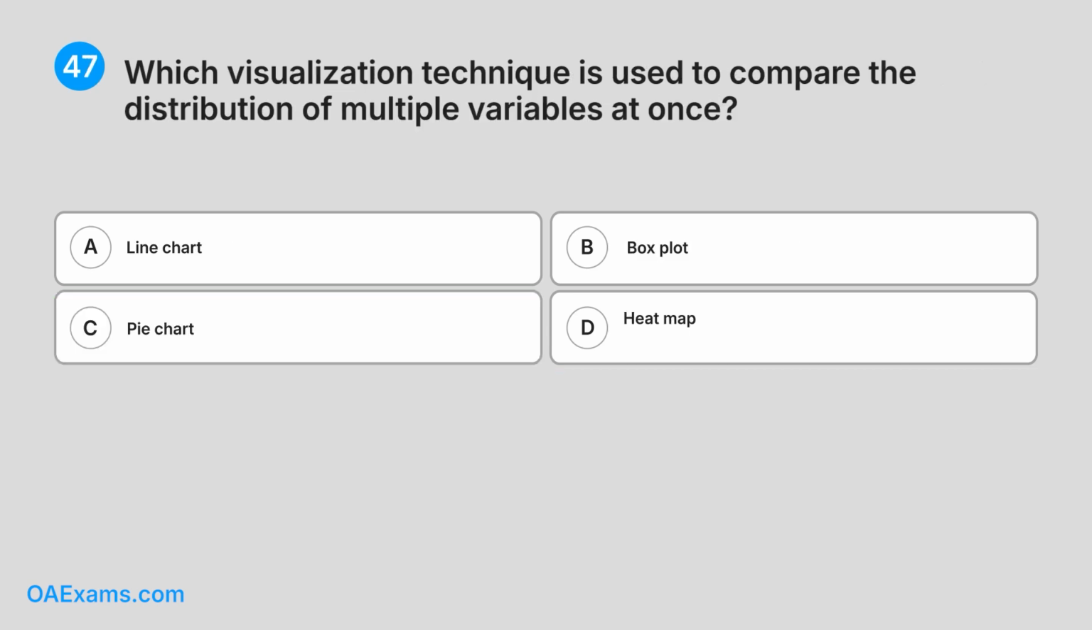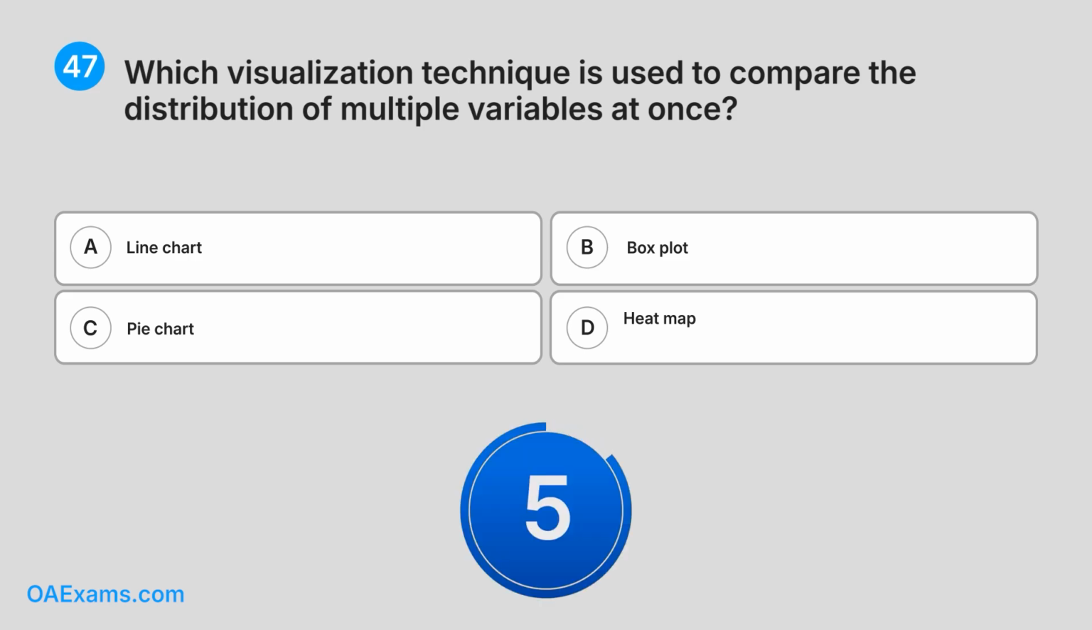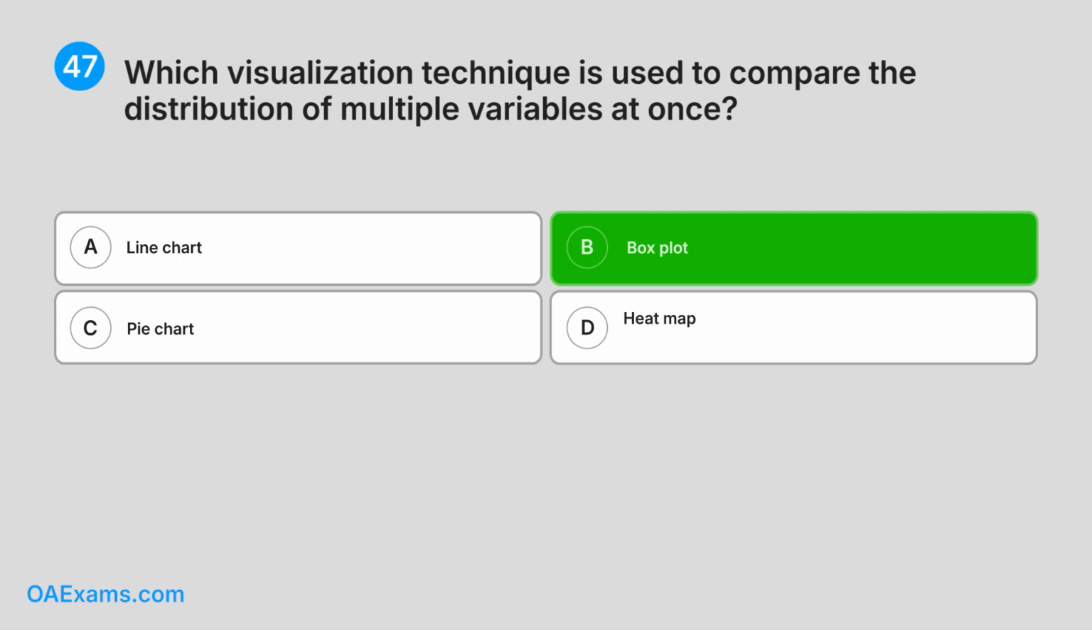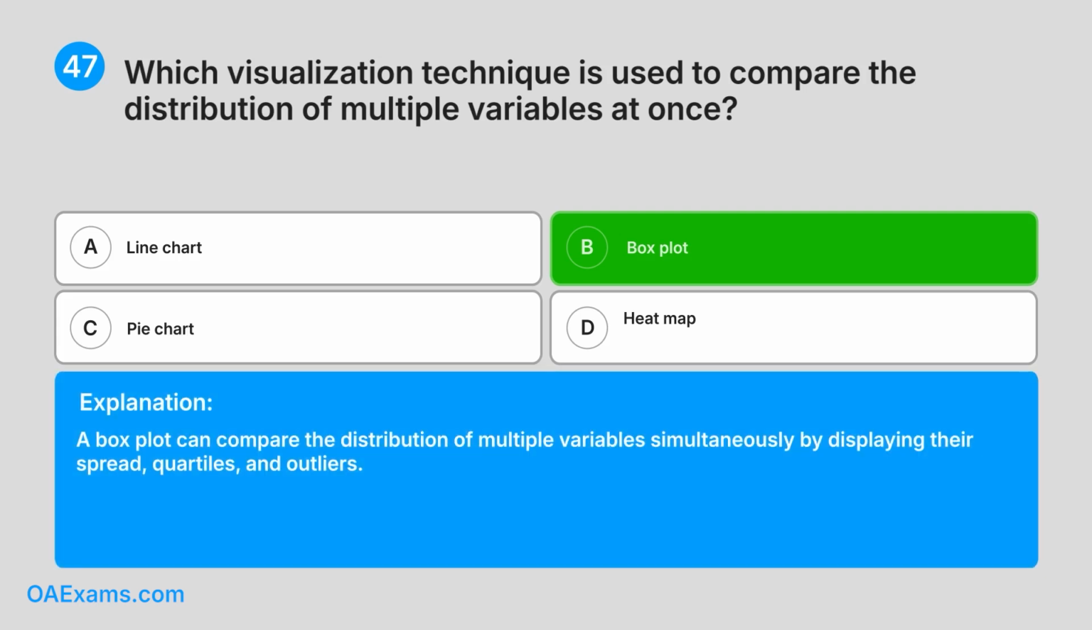47. Which visualization technique is used to compare the distribution of multiple variables at once? A. Line chart. B. Box plot. C. Pie chart. D. Heat map. Do you know the answer? Correct answer, B. Box plot. Explanation. A box plot can compare the distribution of multiple variables simultaneously by displaying their spread, quartiles, and outliers.